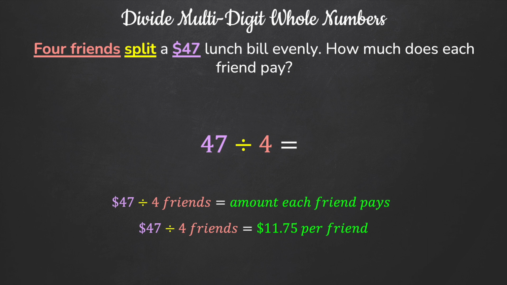Writing our remainder as a decimal is important here because we're talking about money. So the remainder wouldn't mean anything unless it is a decimal in this case. And that's it. That's how we write our remainder as a decimal.